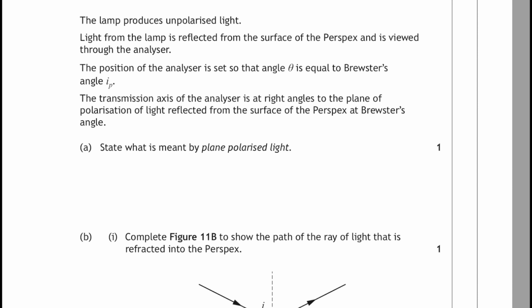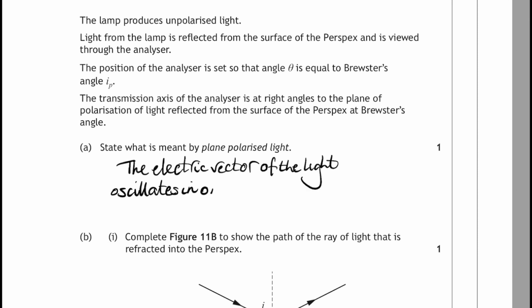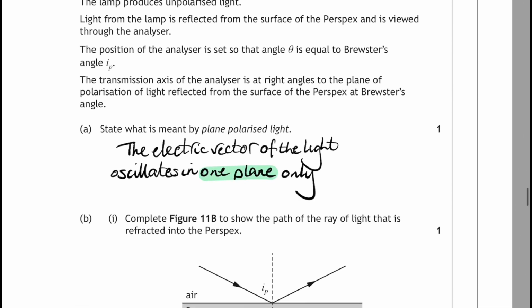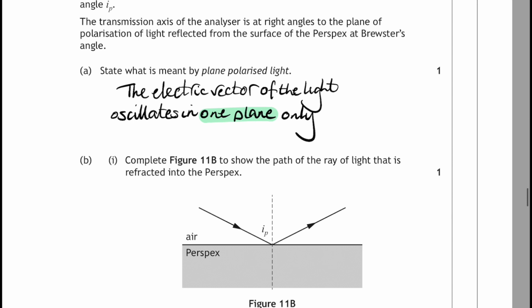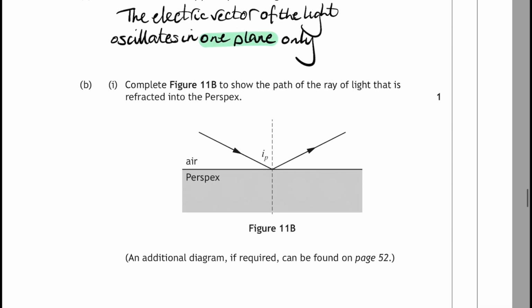So for part A, we've to state what's meant by plane polarized light. Well, you should know that light's an electromagnetic wave, and it's got an electric field component and a magnetic field component. And it's only the electric field vector that undergoes the polarizing effect here. So the electric field vector is forced to oscillate in one plane only. And make sure you don't say direction there, make sure you say one plane only.